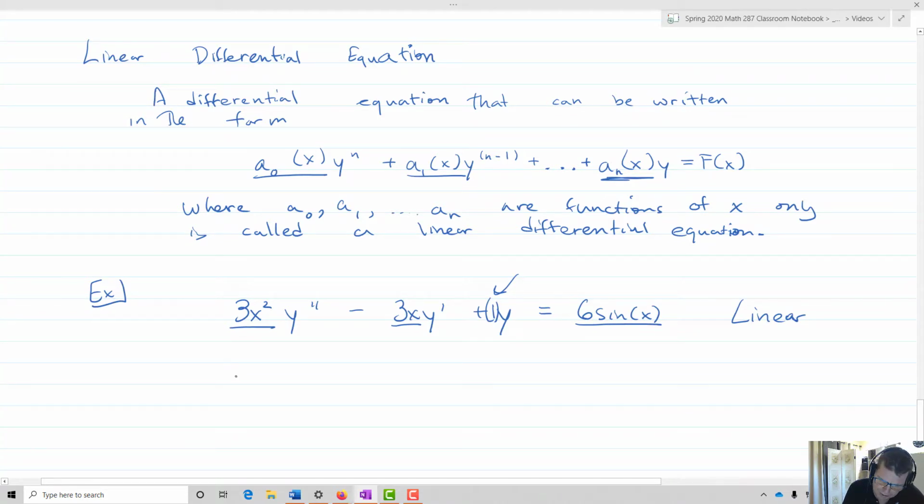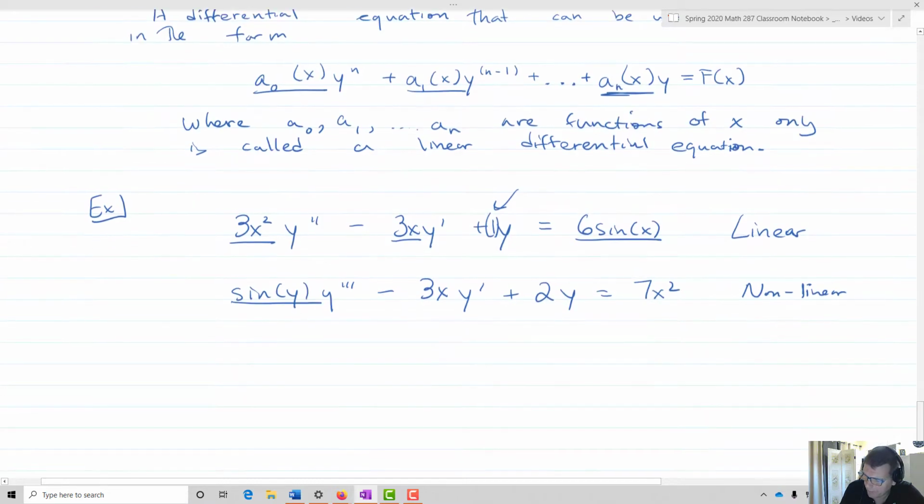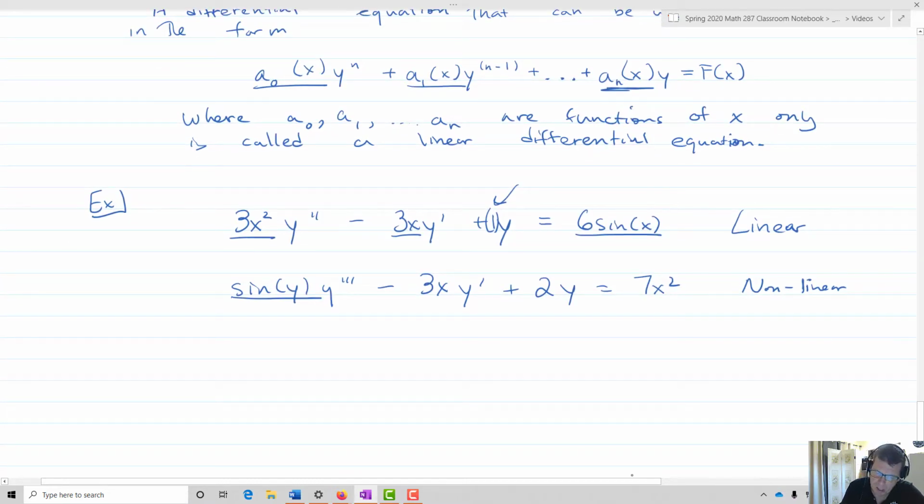On the other hand, if we took something like sine y times y triple prime minus 3x y prime plus 2y equals 7x squared, this is nonlinear, because this first function, the sine y, is in fact a function of y and not a function of x. And there's no way for us to get rid of that sine y function, and so consequently it ends up being nonlinear.